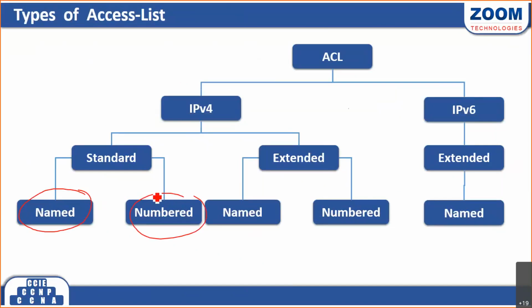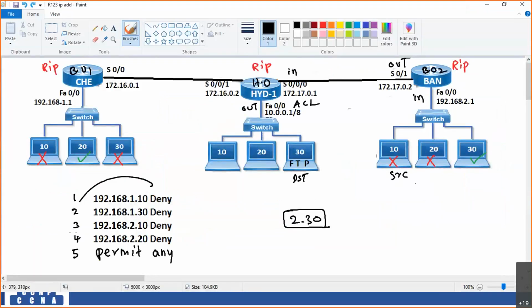What is a named ACL? A list of rules, if we configure it with the help of a name, is a named ACL. A list of rules, if we configure it with a number, is a numbered ACL. Like these, all the rules, 5 rules have been configured with the name.